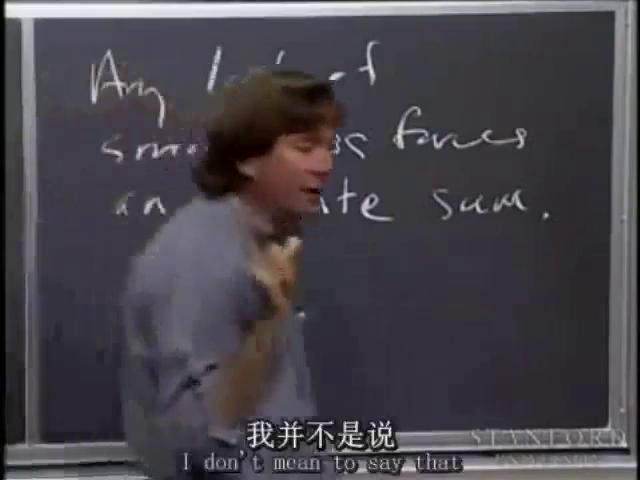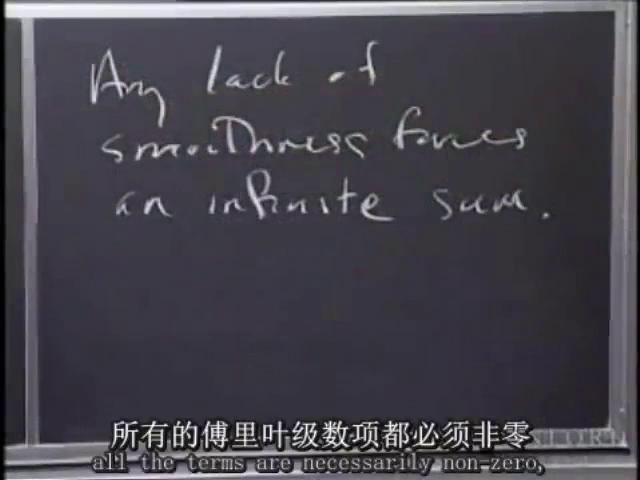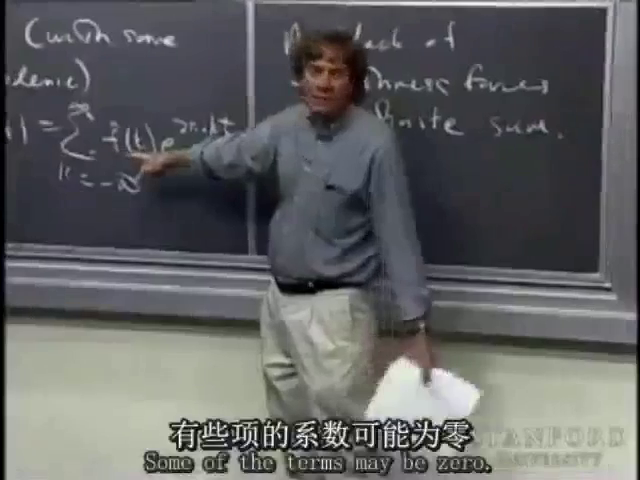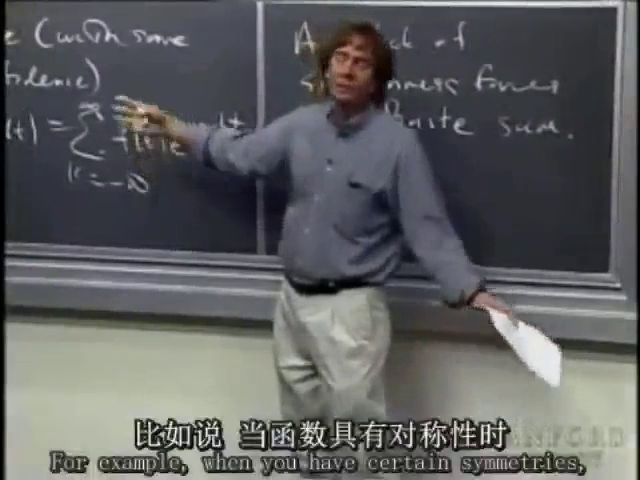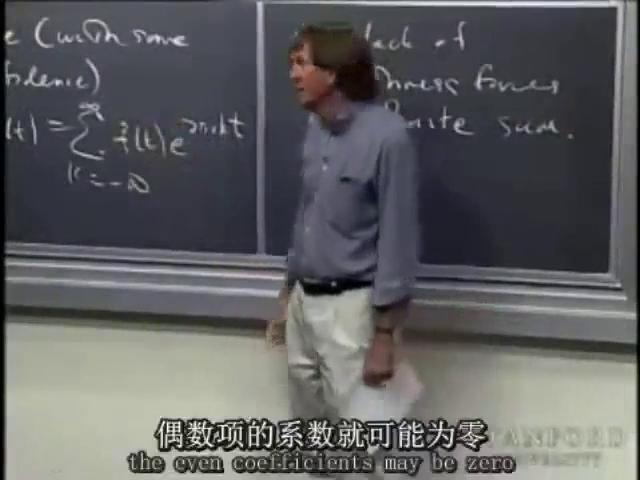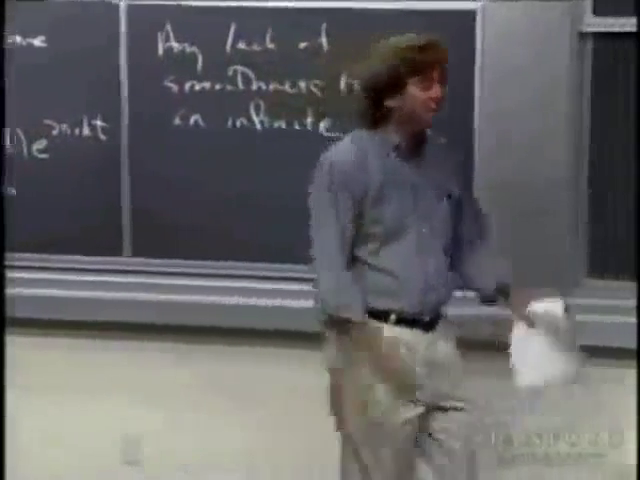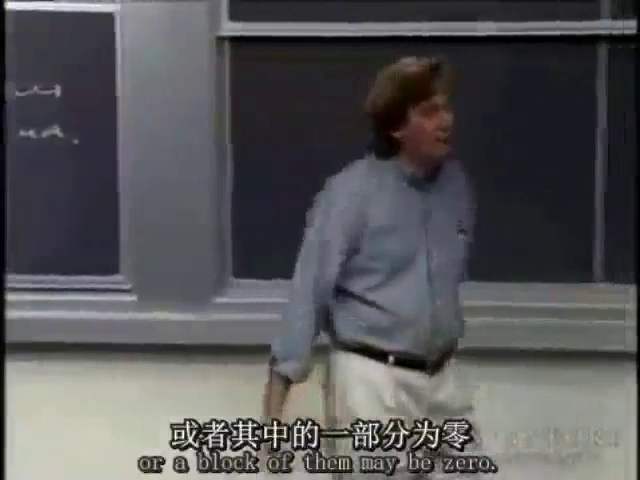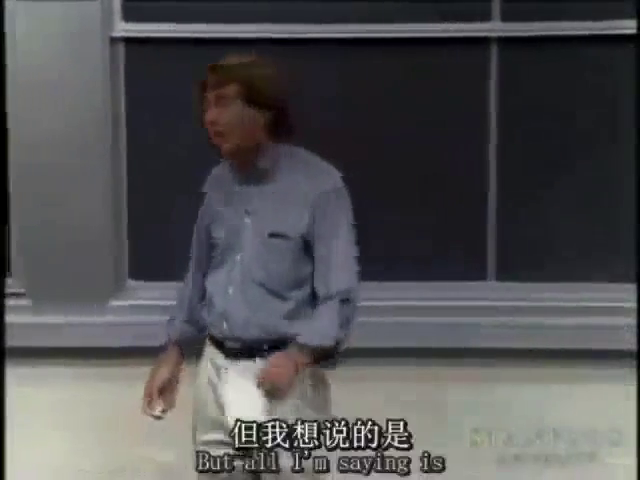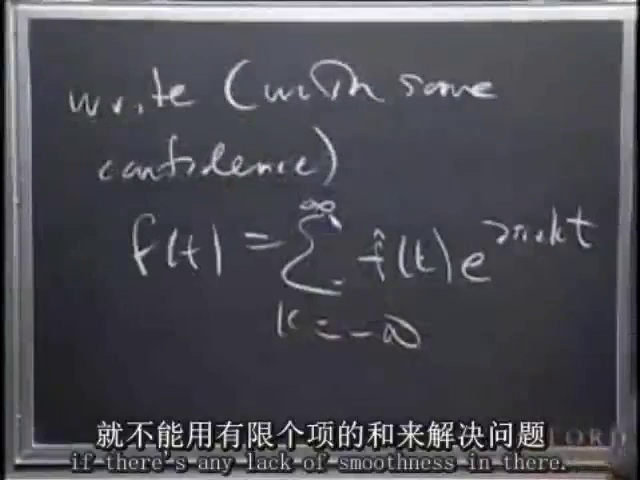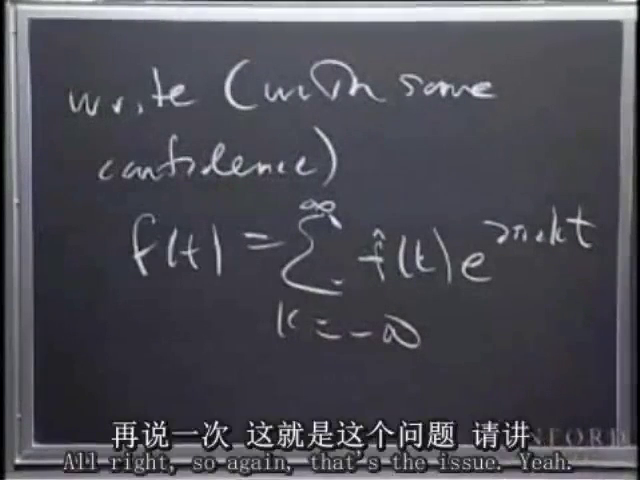Now, by the way, I don't mean to say that all the terms are necessarily non-zero, that all the coefficients are necessarily non-zero. That's not true. Some of the terms may be zero. For example, when you have certain symmetries, the even coefficients may be 0, or the odd coefficients may be 0 in special cases, or a finite number of them may be 0, or a block of them may be 0. You don't know exactly what's going to happen. But all I'm saying is that you can't resort to only a finite sum if there's any lack of smoothness in there. All right, so again, that's the issue.